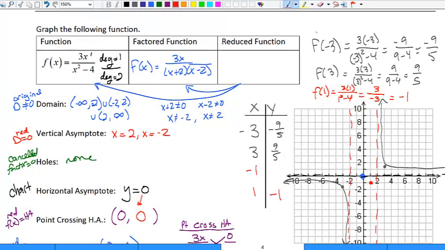Now I'm going to plug in a negative 1, which gets me negative 3 over 1 minus 4, which is also negative 3. Negative 3 divided by negative 3 is positive 1. So at negative 1, I have a positive 1. So that tells me the rest of my picture. I know that to the left of my point crossing is going to go up, it's going to have to continue to get closer to the horizontal asymptote, and to the right of my point crossing, it's going to have to go down towards my vertical asymptote. And so I have now completed my picture.